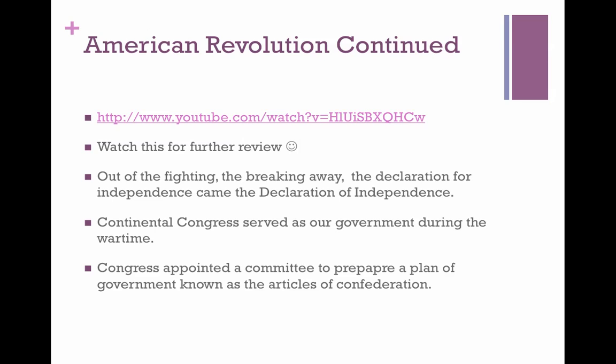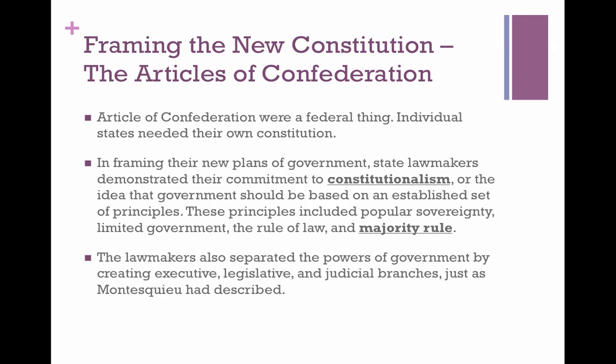So just to summarize a little bit more, out of the fighting and the breaking away came the Declaration of Independence. Then we had the Continental Congress, which was serving as our government during this time of war, when we had broken away from the British and were really taking control. Congress appointed a committee to prepare a plan of government, which would be known as the Articles of Confederation.